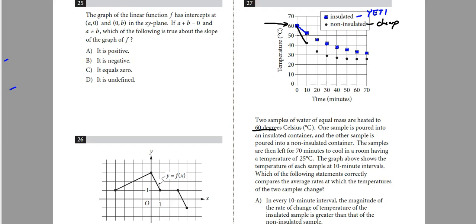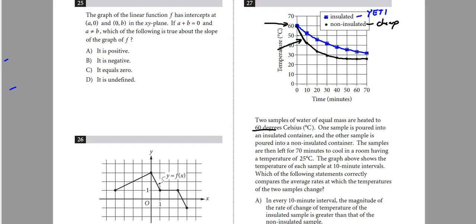Then as it keeps going, it drops some more, and some more. It looks like the Yeti drops every single interval, but it's dropping less and less. The non-insulated one dropped super fast at first, and then eventually it just flatlines. So different things are happening on different parts of the curve. This is my summary here.